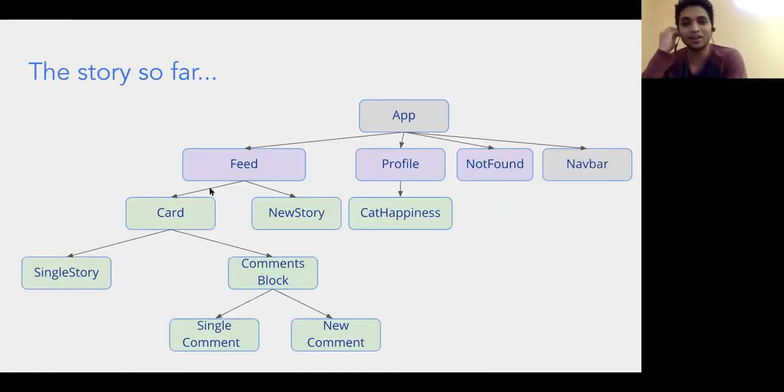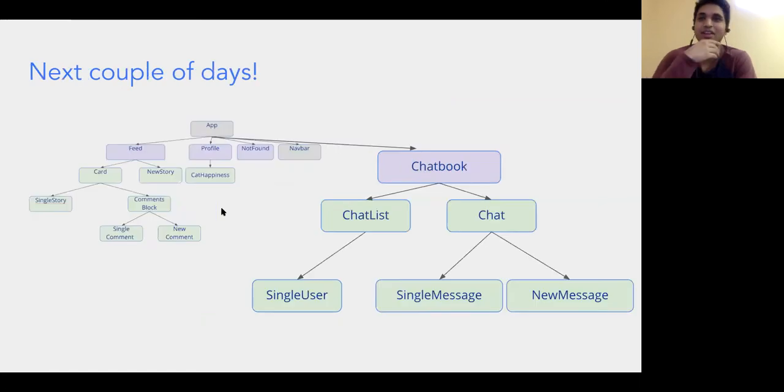Okay, so this is our component tree for Chatbook. We got our feed, we got our profile, our not found, amazing. Yes, we can recreate Among Us now with sockets. It'll be very fun. And now, over the next couple of days, we'll add Chatbook. And this is what the component tree for Chatbook will look like.